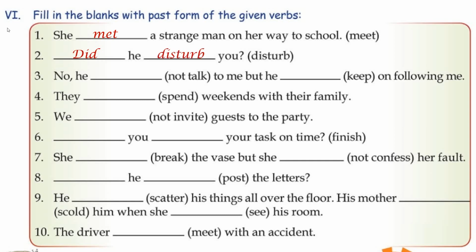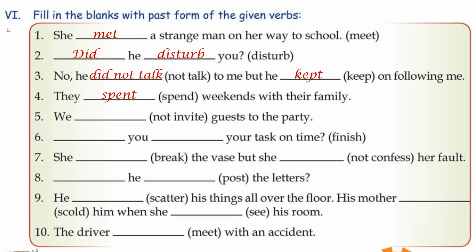No, he. See, children, in the bracket it is written not talk. It means we have to write in negative form, a negative sentence. So it is simple past tense. So we have to use did, whether it is singular or plural. So he did not talk to me, but keep will change into kept. Kept on following me. They spent will change into spent weekends with their family.